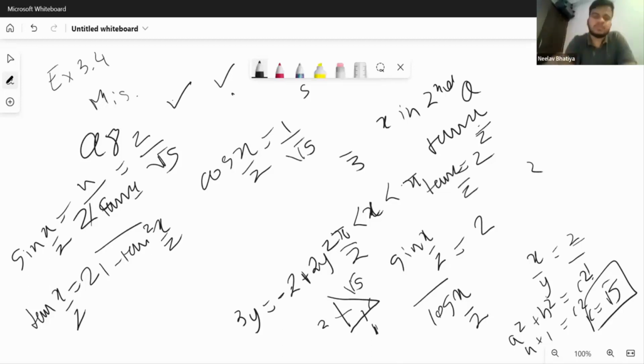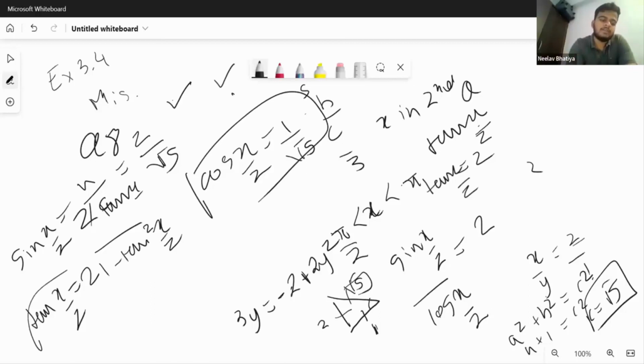That makes sense, because cos x by 2 is nothing but breadth upon hypotenuse. And I already solved for the hypotenuse. The hypotenuse is root 5. And that is it. So you have cos, you have tan, you have sine as well. This question is solved. Moving on to the 9th question.